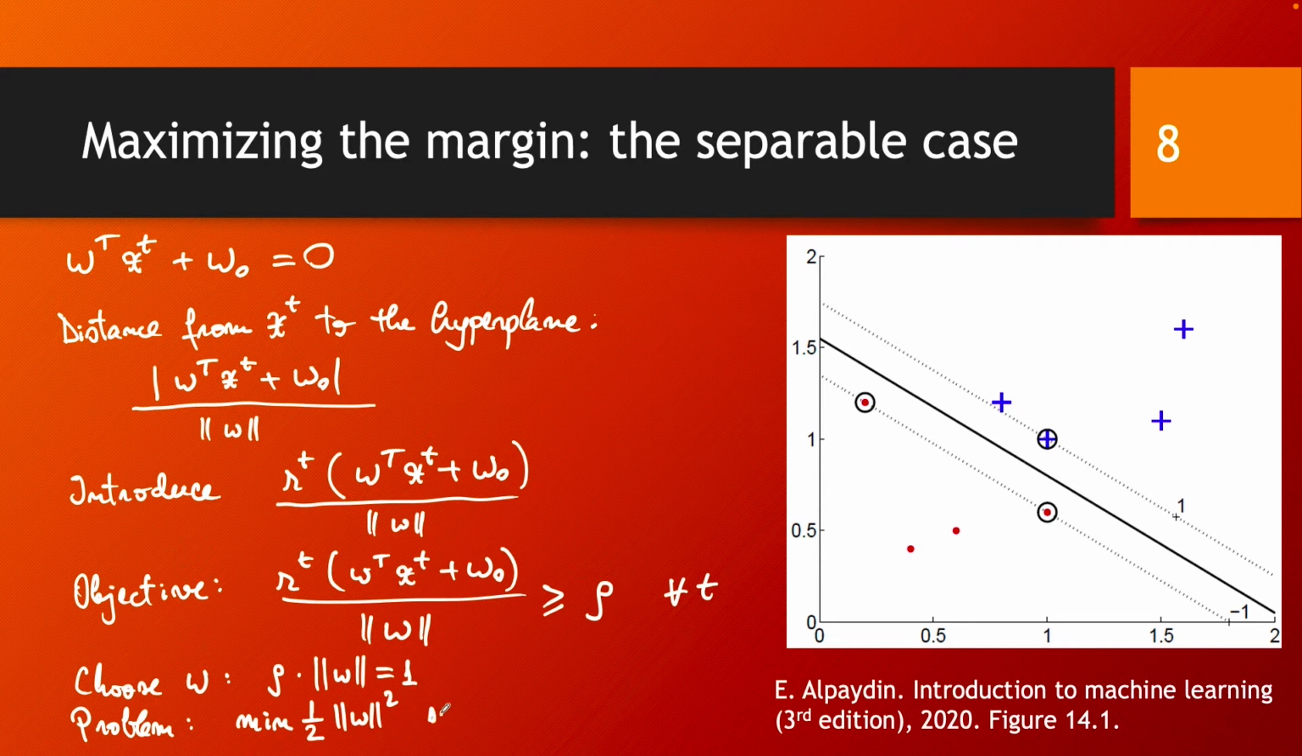And this is going to be subject to the following constraint. We want to have RT times W transposed XT plus W0 to be greater than or equal to, obviously, what we have from before is rho times W, but with our convention that we are looking for the solution with rho times W equal to 1, what I'm going to write in here is just 1. It's just a reformulation of this condition. So this is greater than or equal to 1.